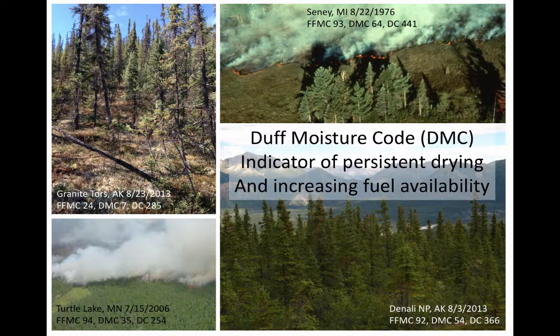The Duff Moisture Code, or DMC, is the intermediate fuel moisture in the fire weather index system, providing an indicator of persistent drying and increasing fuel availability. This introduction to the Duff Moisture Code will identify its role in the fire weather index system, highlight the fuels it is based on, outline the calculation inputs and methods, and suggest interpretations across Alaska and the Lake States.